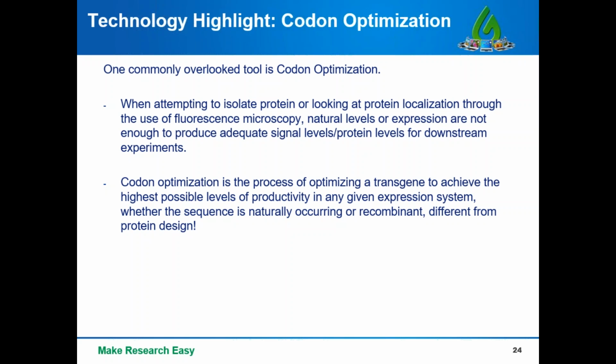So what exactly is codon optimization? It is the process of optimizing a transgene to achieve the highest possible levels of productivity in any given expression system, whether the sequence is naturally occurring or recombinant. One thing you'll want to keep in mind is that this is different from protein design. Protein design alters the amino acid sequence of your protein of choice, while codon optimization just uses synonymous mutations to introduce a more favorable codon.